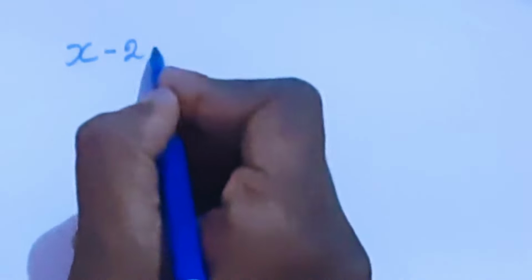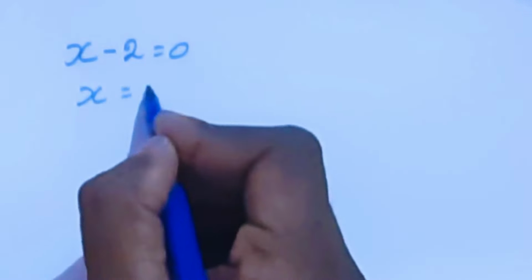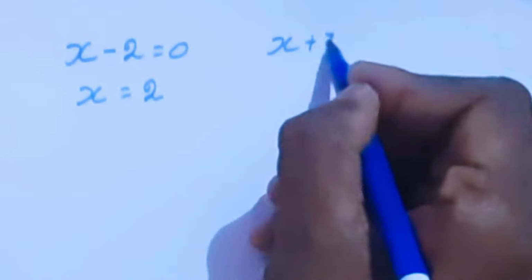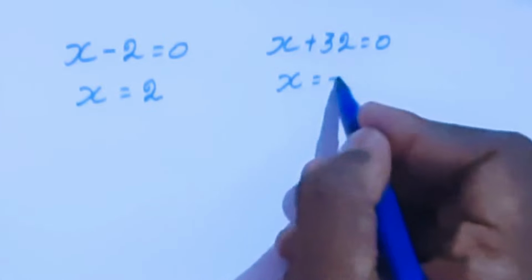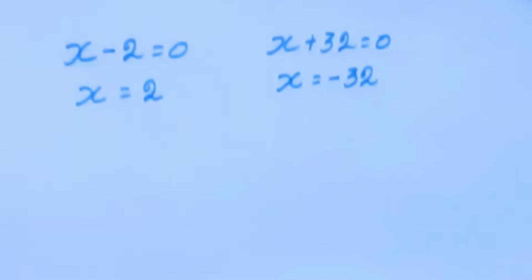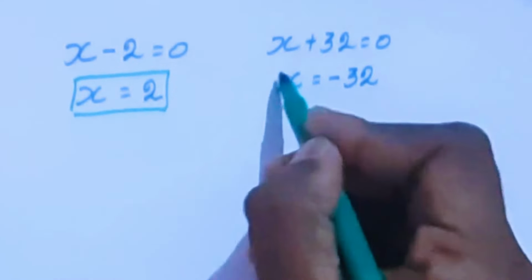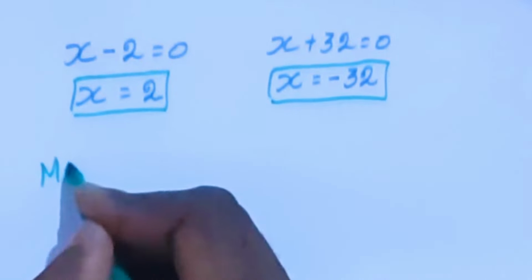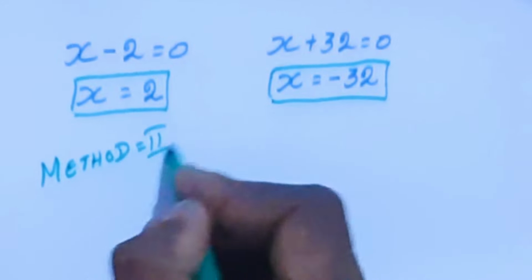Here from x − 2 = 0, we find x = 2. From the other equation x + 32 = 0, here x = −32. This is the solution in the first method. Now we are going to find a second method, method 2.